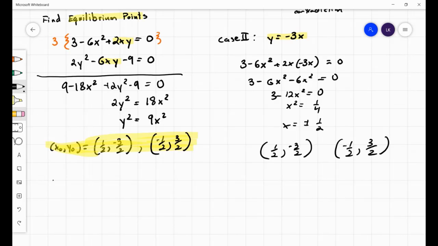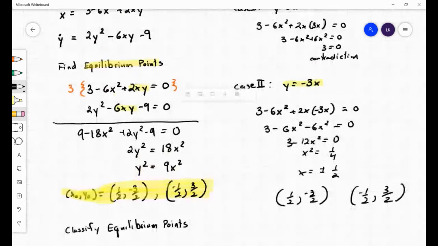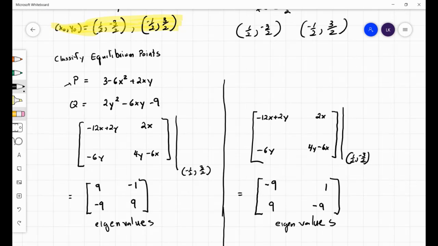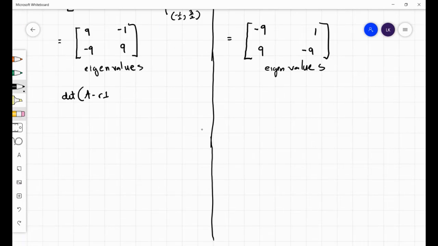Now we want to classify those equilibrium points. For that, we're going to need to use our 2x2 matrix of derivatives. Find the derivatives of P with respect to x and y, and then evaluate these at our critical points. We need to compute the eigenvalues of this matrix at these two equilibrium points. We want to find the roots of the characteristic polynomial.